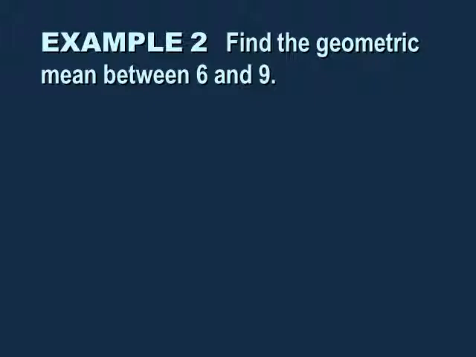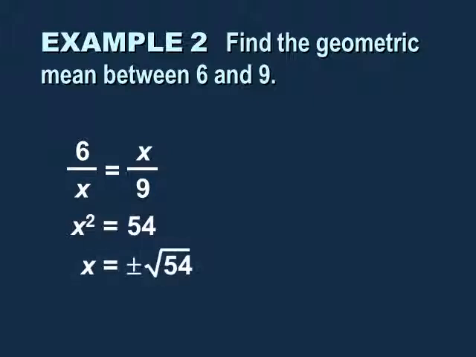Okay, so let's just do one more. We're going to find the geometric mean between 6 and 9. So the same thing, we're going to set up the proportion, cross multiply, take the square root. Now here again we'll throw out the negative because the negative is not going to be between 6 and 9, but we do need to simplify the answer.